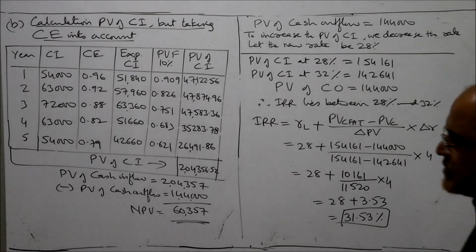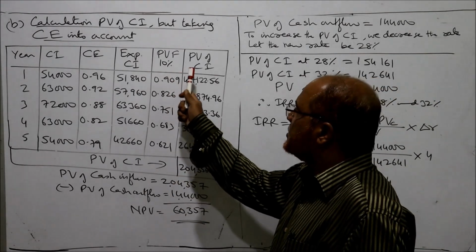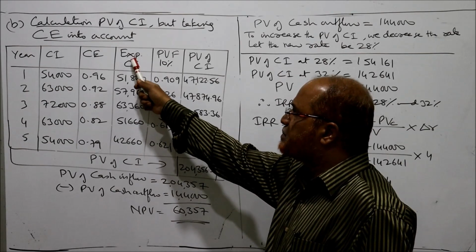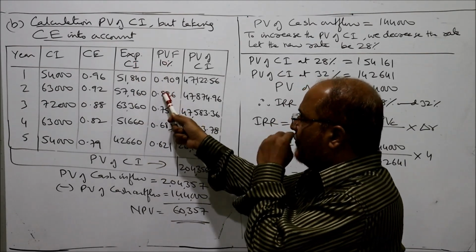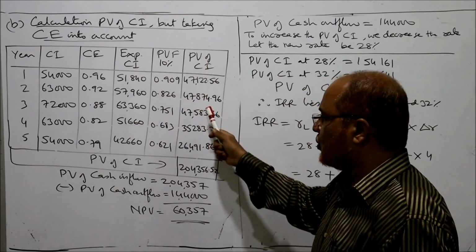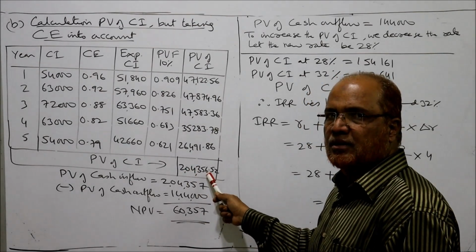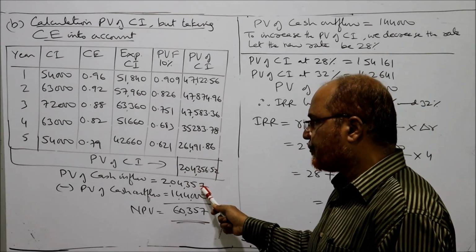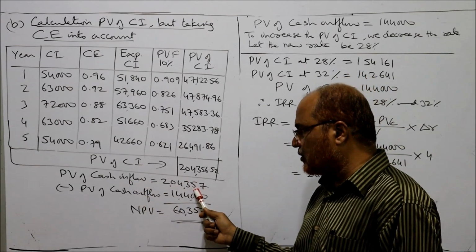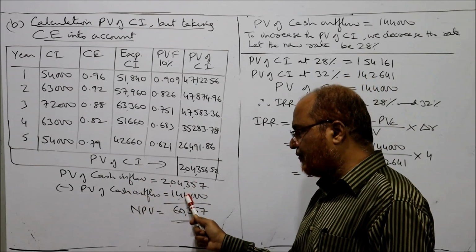So we have calculated the 10% PV of cash inflow. Multiply the expected cash inflow with PV factors, and we get the PV of cash inflow. The PV of cash inflow total is 2,04,356, so we rounded it off to 357. So PV of cash inflow is 2,04,357. PV of cash outflow is 1,44,000.